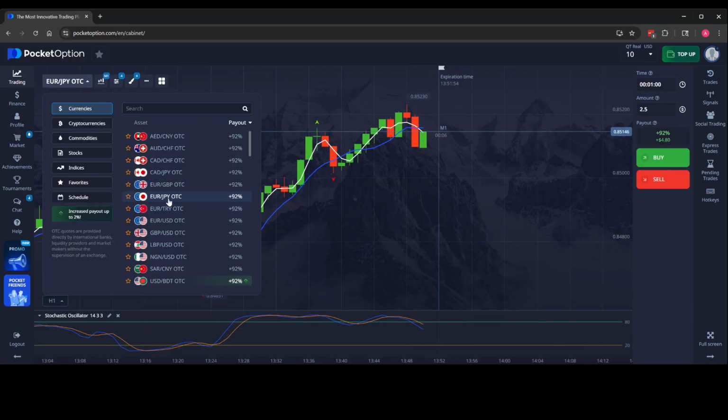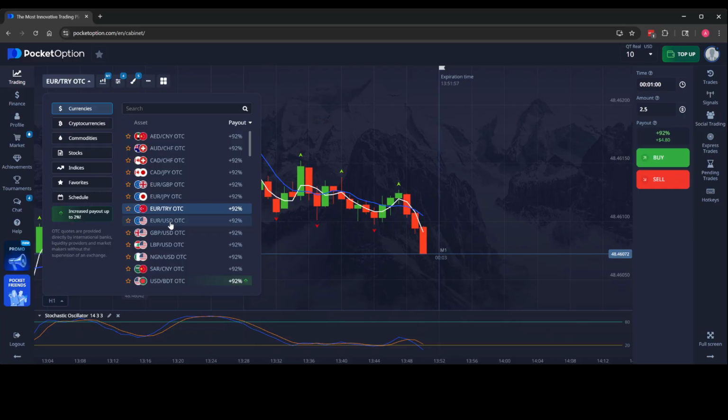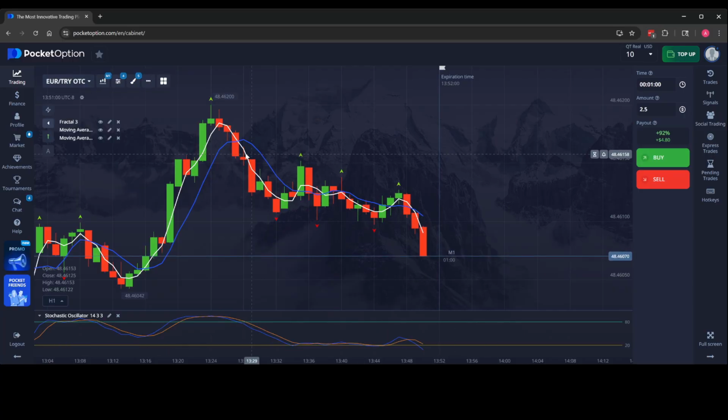And so we'll just keep browsing through some of these pairs and see if we can find another opportunity. And this would have been a good one. We missed it, but that's okay.